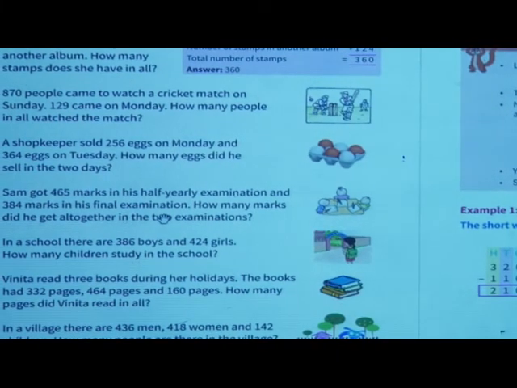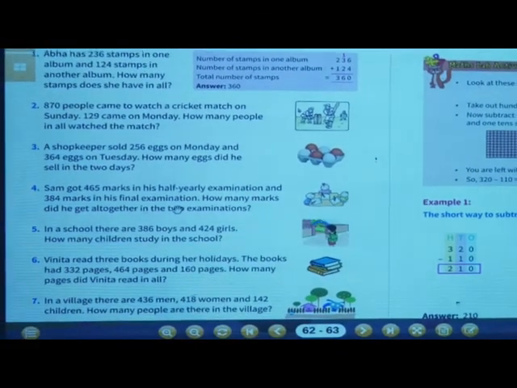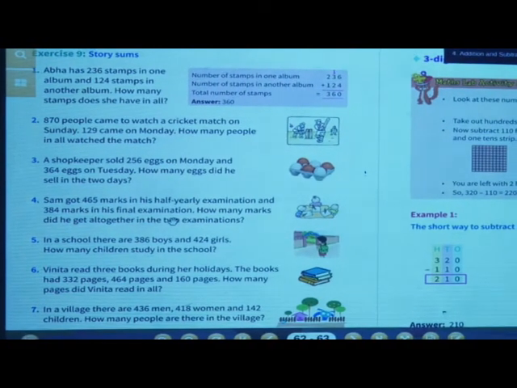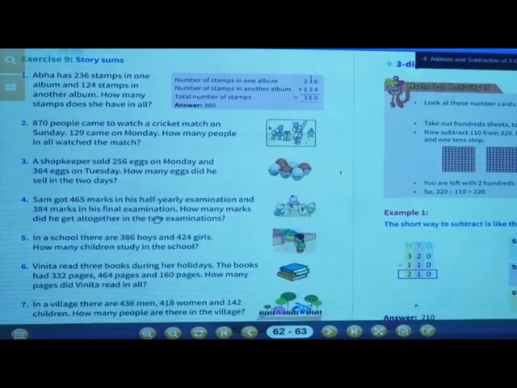So children, open your books, page number 62. As we started in the last period, addition of three numbers. In that we had seen exercises 6, 7, 8. Now we shall study exercise 9, that is story sums.